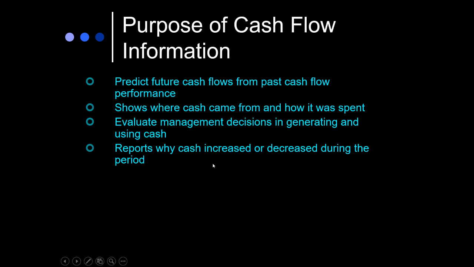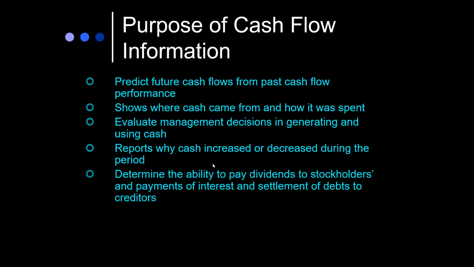So why does it increase? Because of what activity? So why does it increase or why does it decrease? Which activities cause those increases and decreases during the period? And it can also help show whether the company can pay dividends to stockholders, or whether they are required to make more payments of interest and settlement of debts to creditors.